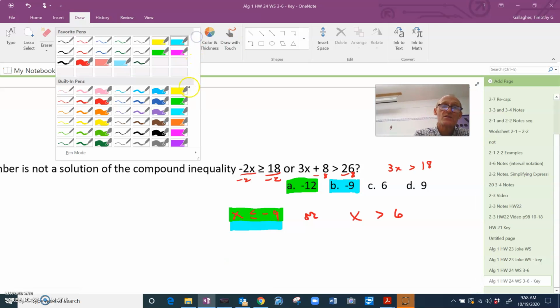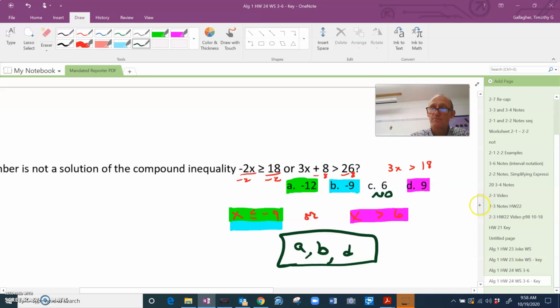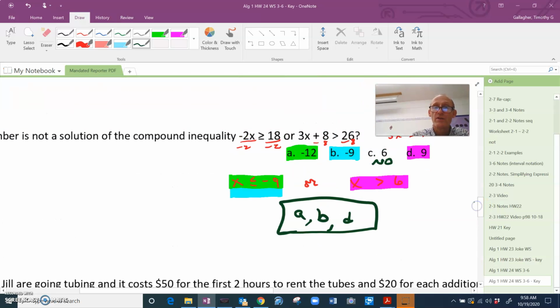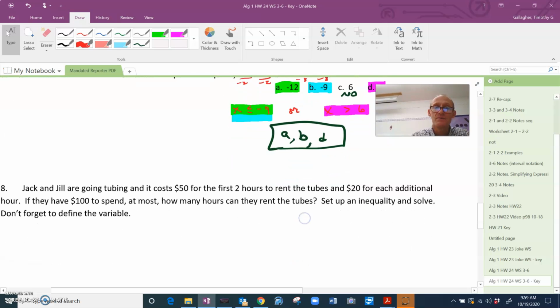Now this is not a solution because 6 is not greater than 6. But 9 is, because 9 is greater than 6. So the answer to this one is A, B, and D. Awesome. So moving on then, Jack and Jill went up the hill.